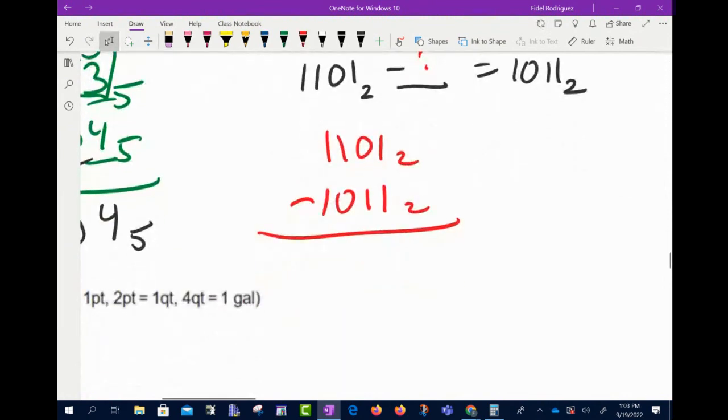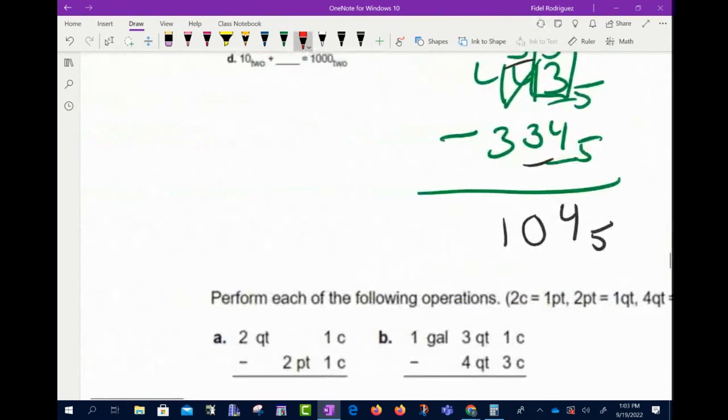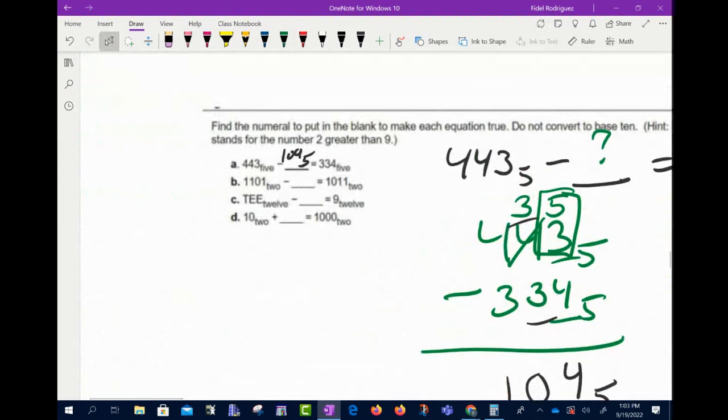So let's go ahead and start subtracting. 1 minus 1 is 0, still dealing with base 2, right? I can't take away 1 from 0, so I'm going to borrow 1 from that. Now that 1 that I'm borrowing really is a 2 because I'm in base 2. So 2 minus 1 is a 1. 0 minus 0 is 0. 1 minus 1 is 0. So it looks like we just have 10 base 2. So I'm going to scroll back over here, you guys, and right here, I'm going to write 10 base 2.